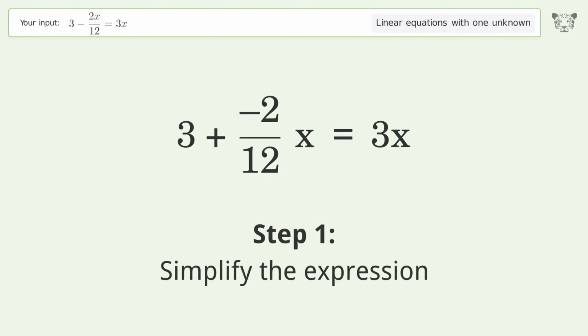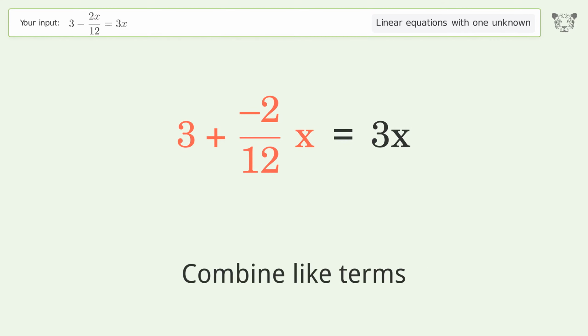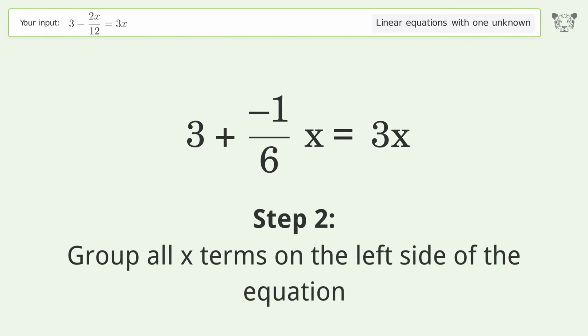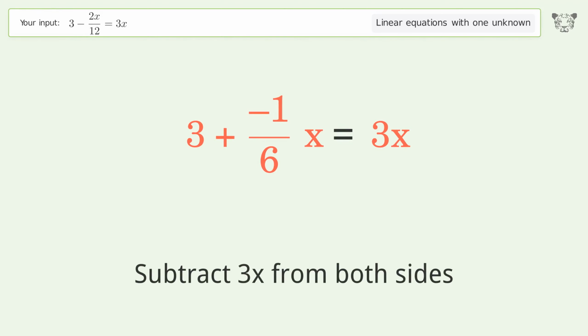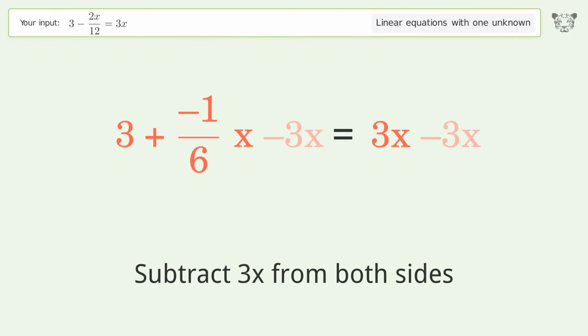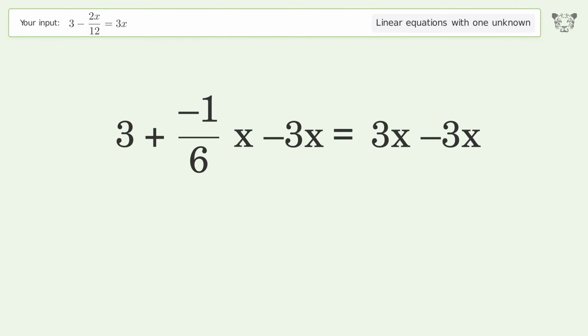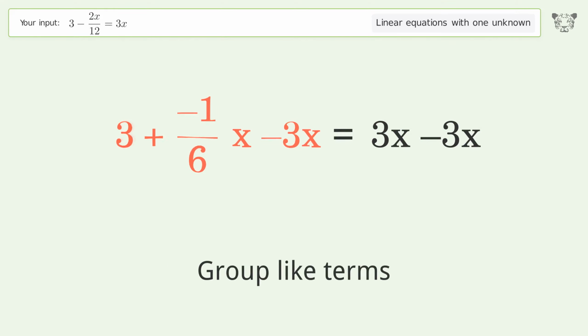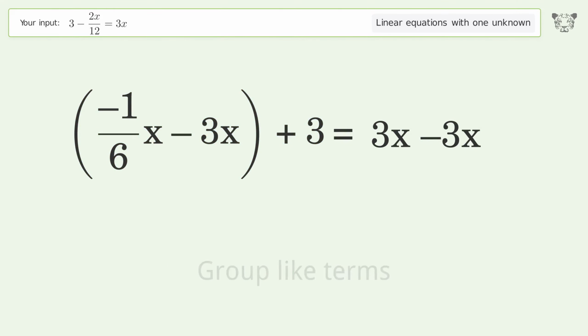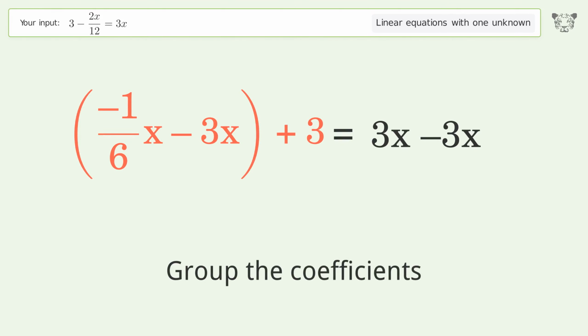Simplify the expression. Combine like terms. Group all x terms on the left side of the equation. Subtract 3x from both sides. Group like terms. Group the coefficients.